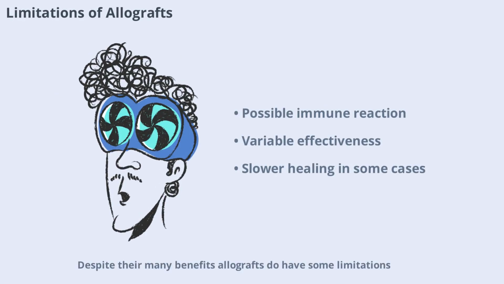Despite their many benefits, allografts do have some limitations. There is a small risk of immune reaction, as the tissue comes from another person. Additionally, the effectiveness of allografts can vary depending on the type and processing method. Some patients may experience slower healing or less bone fill compared to autografts. Understanding these limitations helps surgeons make informed decisions about when and how to use allografts.